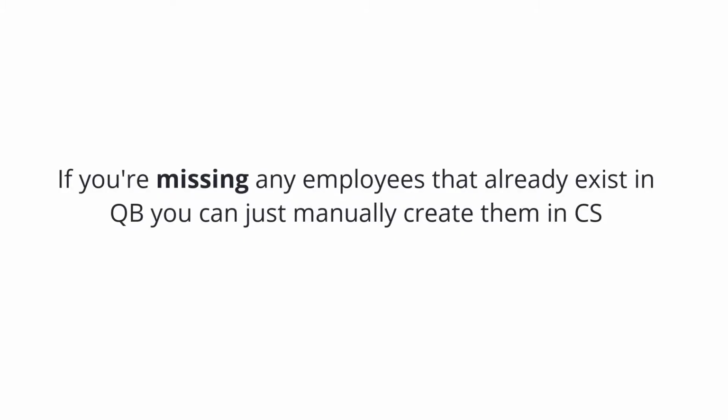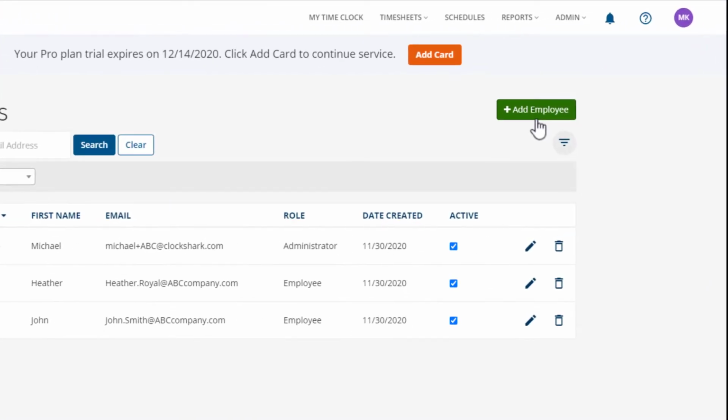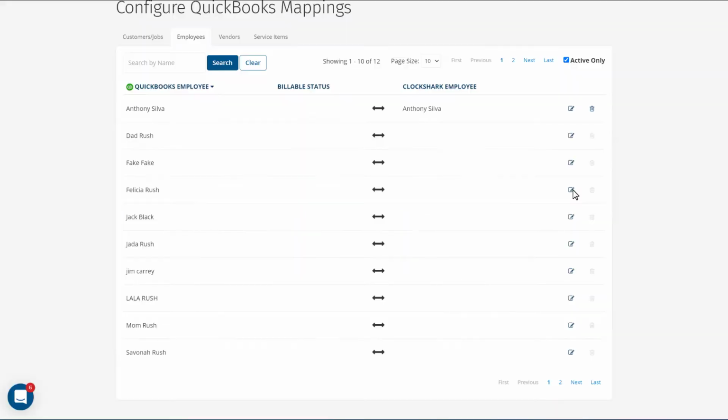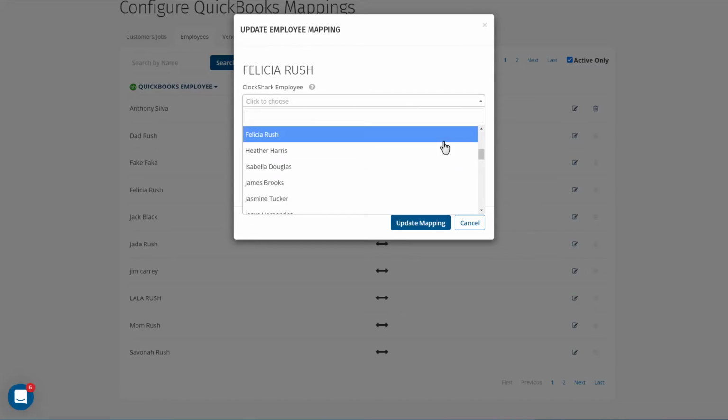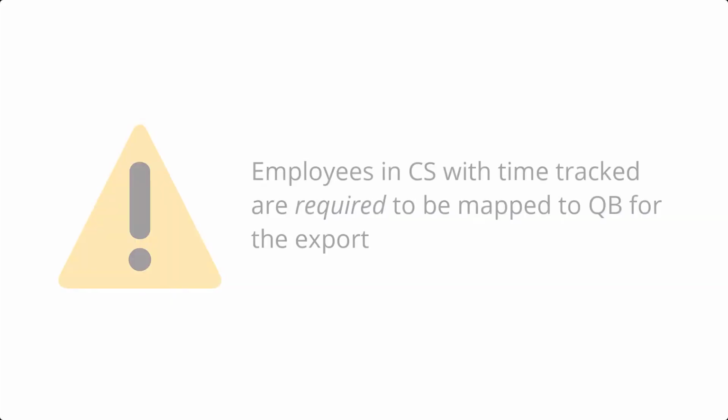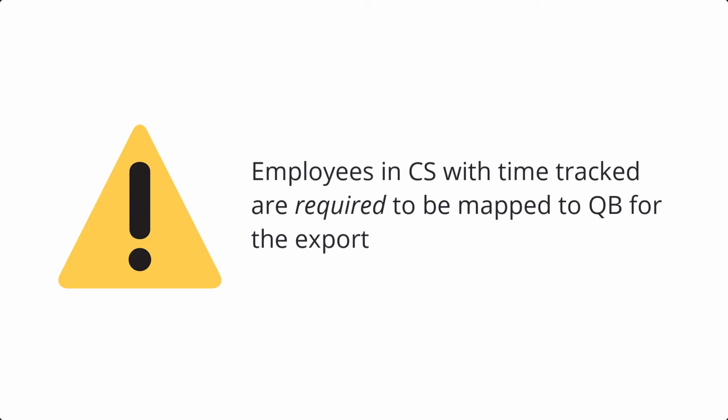If you're missing any employees that already exist in QuickBooks, you want to just manually create them in ClockShark on the Employees page. Once you have added the employee in ClockShark, you'll just need to map the new ClockShark employee to the existing QuickBooks employee. Employees in ClockShark with time tracked are required to be mapped to QuickBooks for the export.